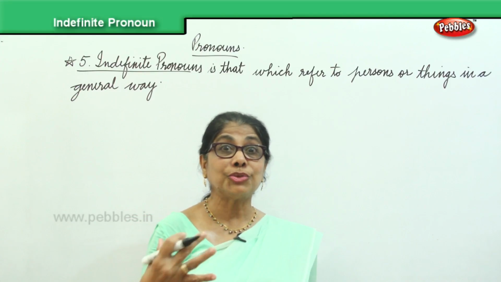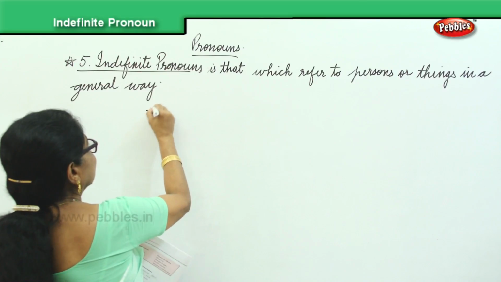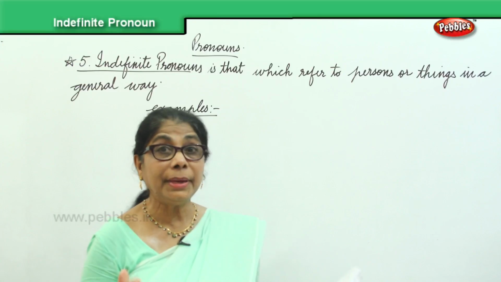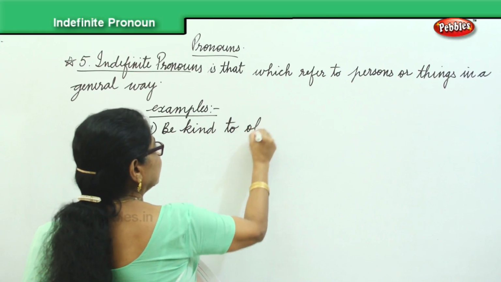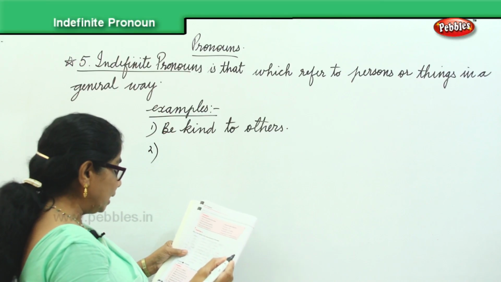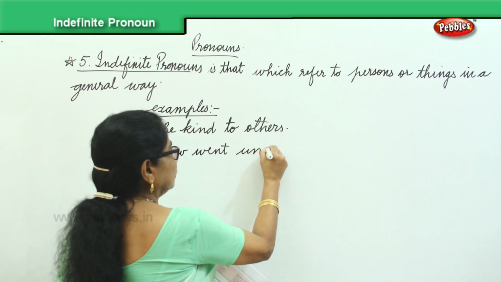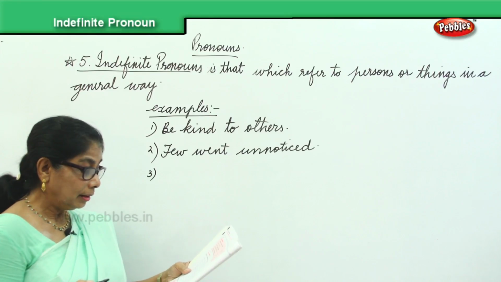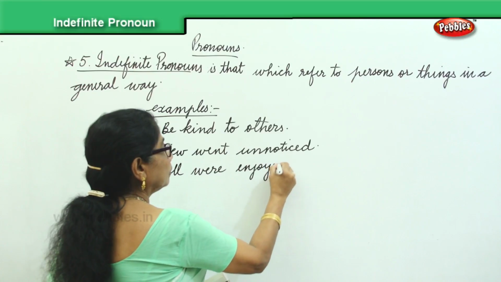Now, we'll do some examples for us to understand indefinite pronouns, okay? Examples. First one we have is: Be kind to others. First, I will write down the sentences for you, then we look at the sentences closely. Few went unnoticed. Next I have here: All were enjoying the rain.